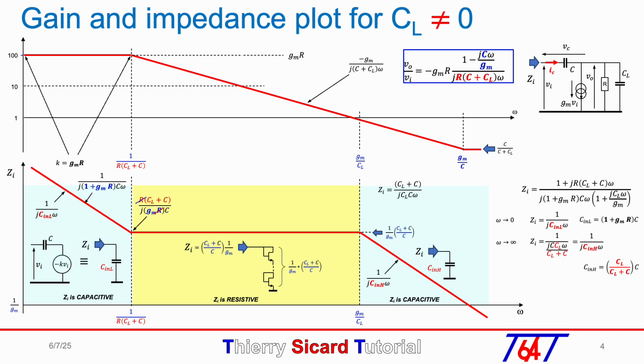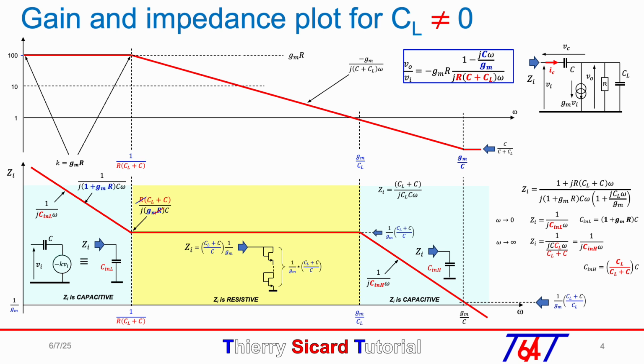In the case of a load capacitor CL connected at the output, at low and high frequencies the impedance is capacitive with two different capacitor values, CinL and CinH. At angular frequency Gm over C, when the gain reaches its minimum value and becomes constant, the input impedance is equal to 1 over Gm times CL plus C over CL.